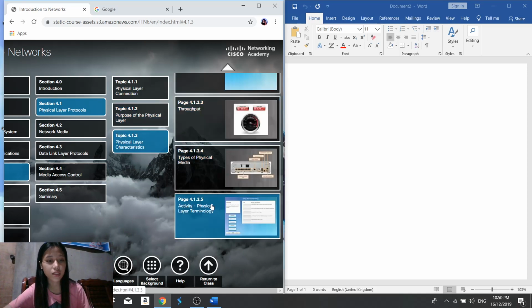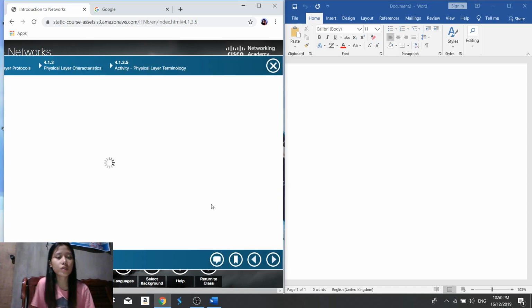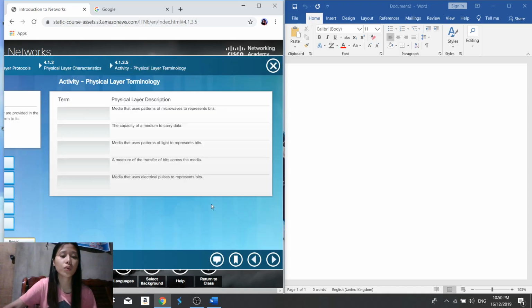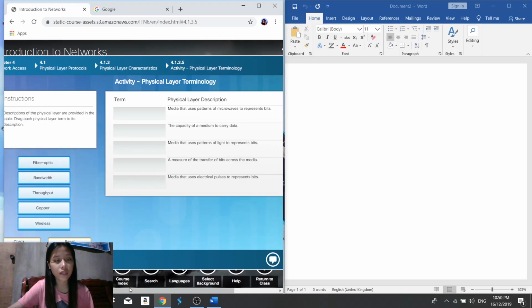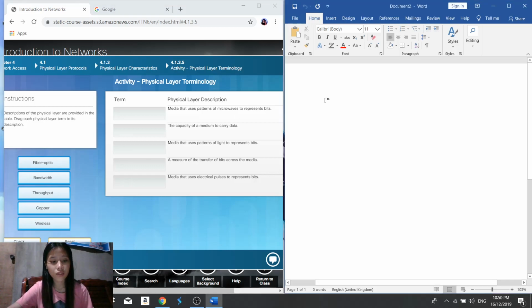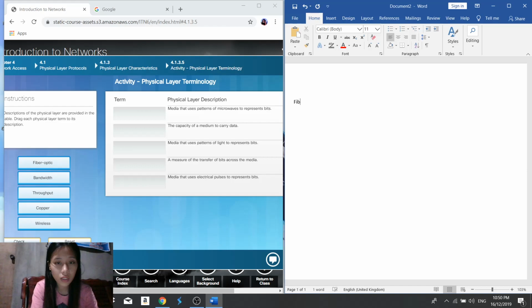So we have here this activity. In this activity, I'm going to give you an idea on how you can answer this one. So the first one, in the terms we have the fiber optic, the bandwidth, the throughput, and the copper and wireless. So let's start with the fiber optic.